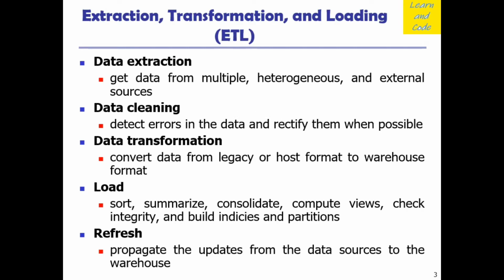In the last lecture we also talked about the ETL process, that is extraction, transformation and loading. So first of all, what exactly is data extraction? A data warehouse is an integrated collection of data from various sources. In this phase we get the data from multiple heterogeneous and external sources. The sources may be files, relational databases, the web, or data entered manually, and so on. In this phase we get the data.